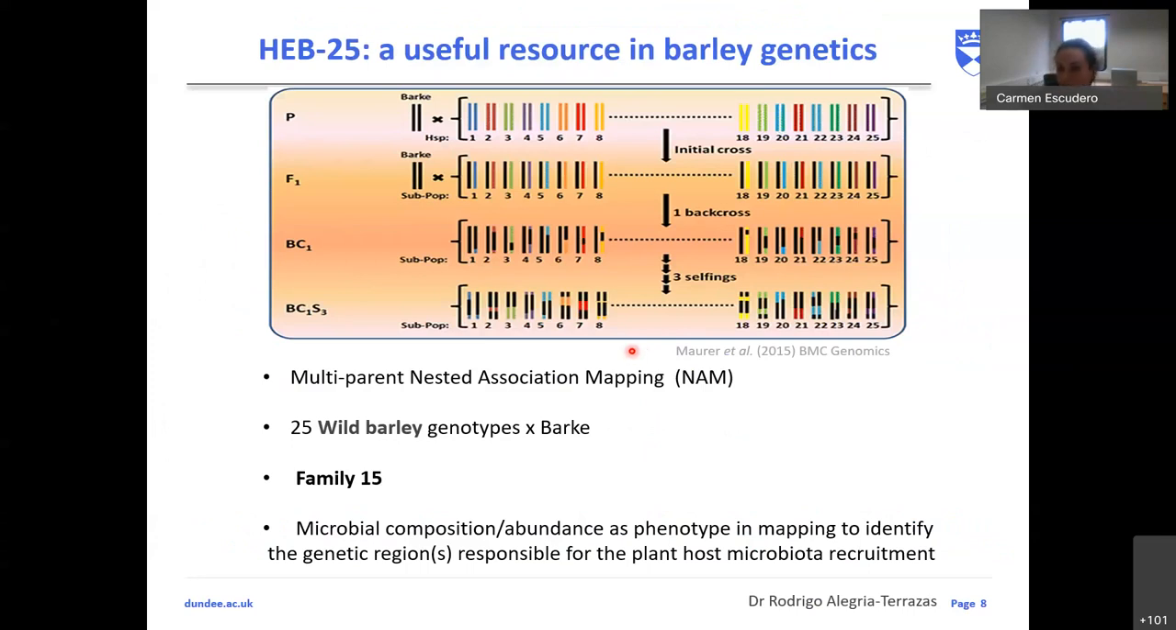In barley, we have a lot of genetic resources, and one of these is this multiparent nested association mapping population generated by Klaus Pillen in Halle, Germany. This population consists of 25 wild barley genotypes crossed with Barke, and then we have a backcross with Barke again. So we'll have a Barke-like genome with introgressions of the wild barleys, and each cross of a wild barley with Barke represents one family. In this case, I'm going to talk about family 15, and we are going to assess the microbial composition abundances as phenotyping for mapping, to identify genetic regions responsible for the plant host microbiota recruitment.